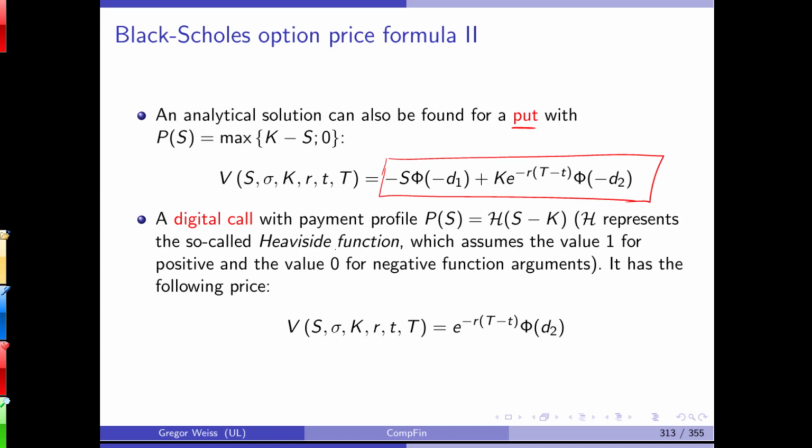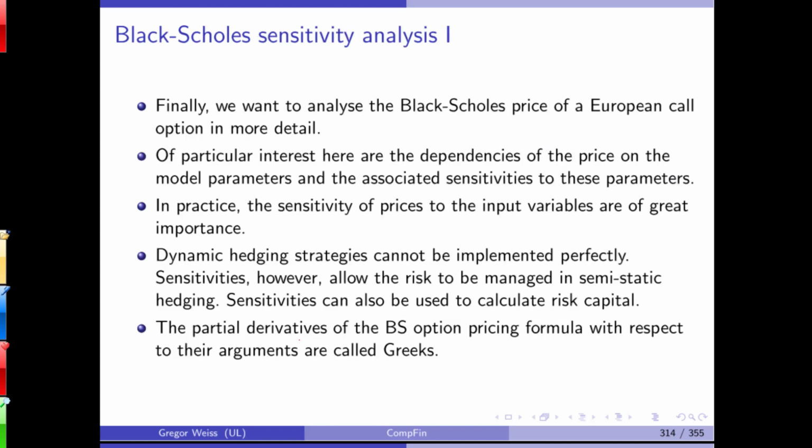So it will be cheaper, and if you have a digital call, the payout profile will then be the payout profile of S is H, and H represents the so-called Heaviside function. The Heaviside function is a special function in mathematics that gives you the value 1 if the argument of the function is positive and 0 otherwise. And as you can see, the Black-Scholes price is even easier and simpler than before. So this is the Black-Scholes price for a digital call. Now, let's look a little bit into the Black-Scholes price of a European call. As you've seen, we need the option delta right in the middle of the model's derivation.